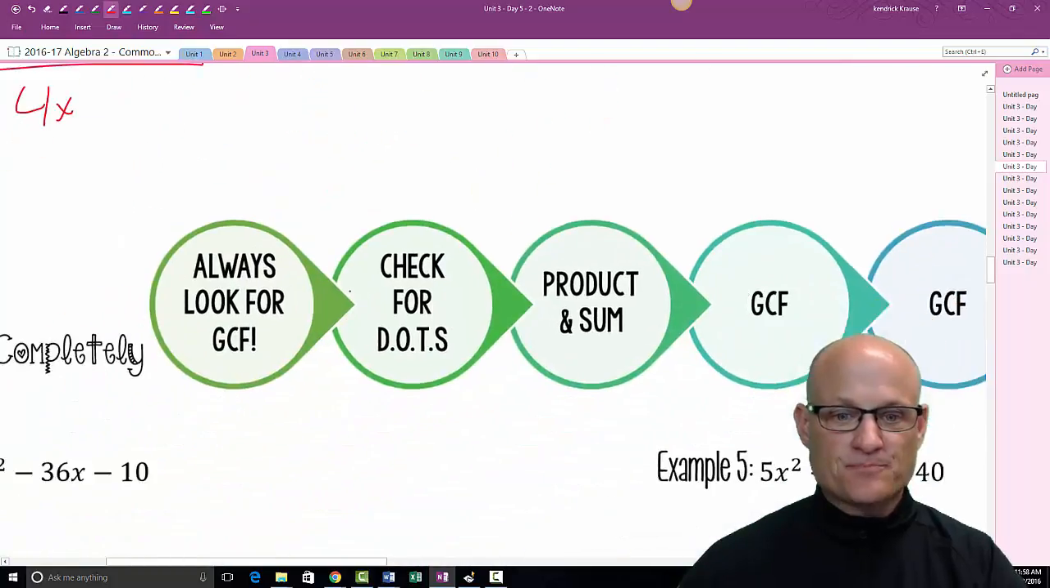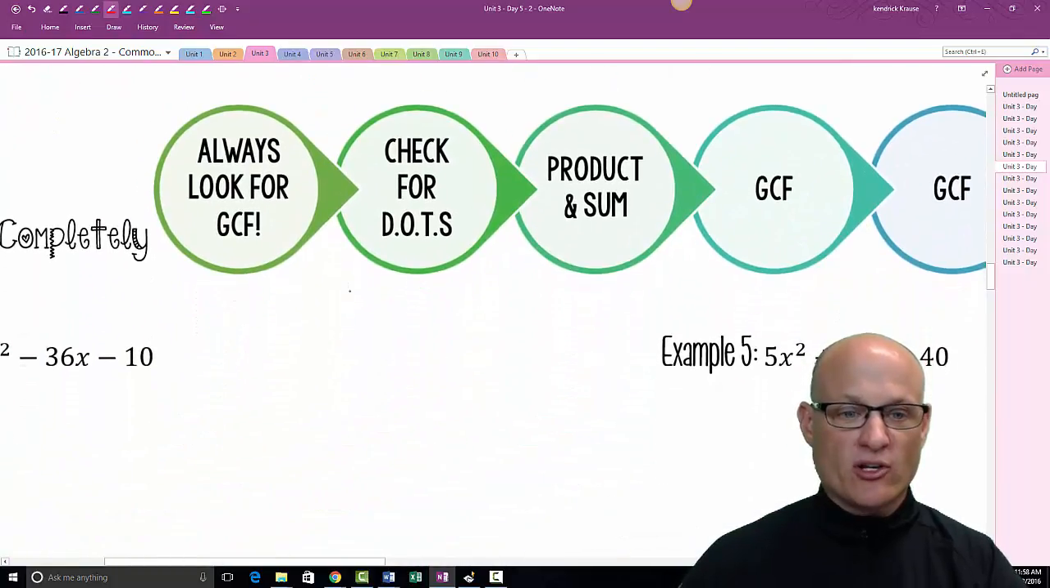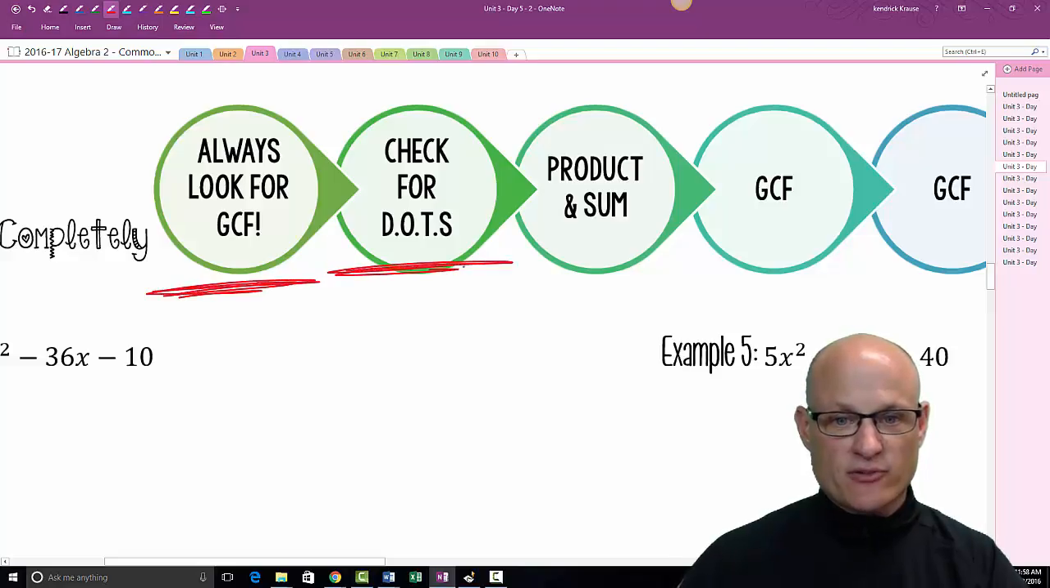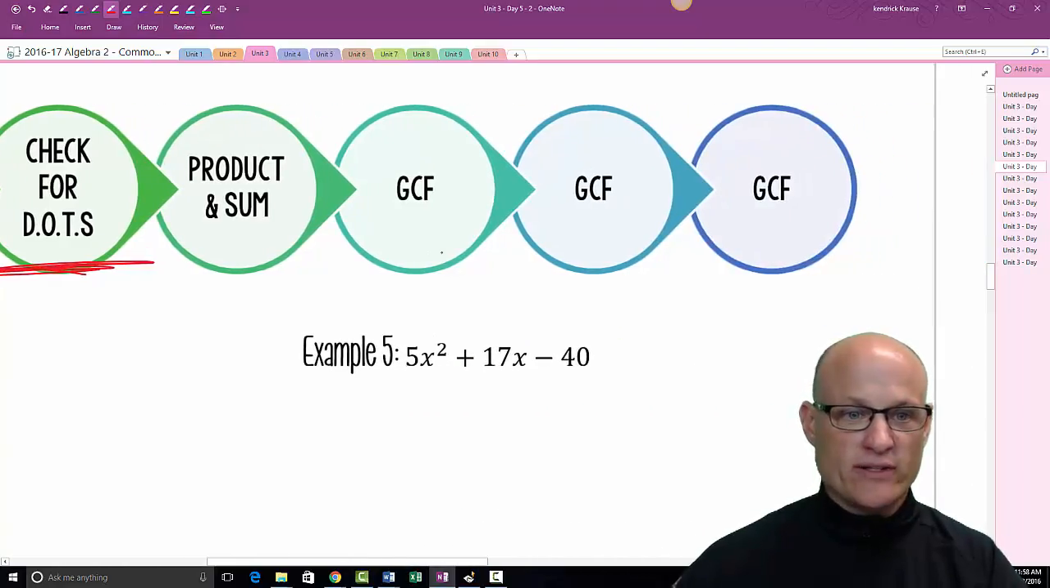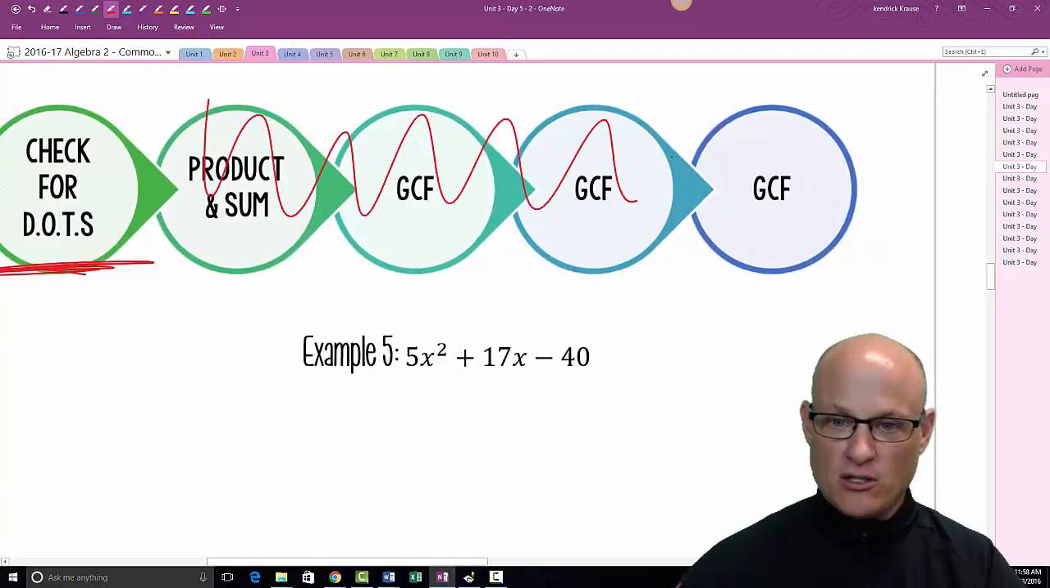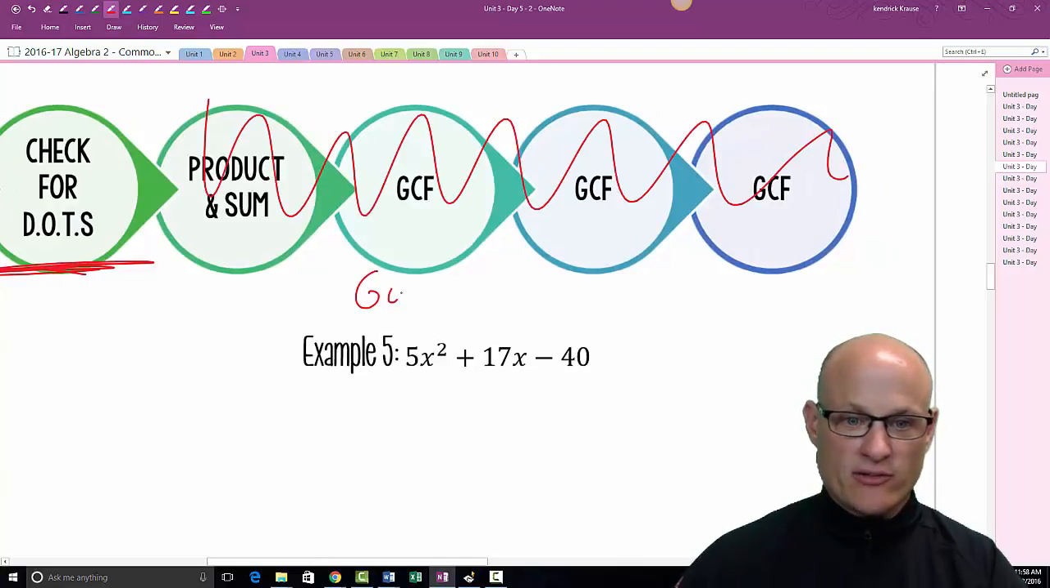All right, so in my thing, you're always going to look for a GCF. Always, always, always look for a GCF. Check for difference of perfect squares. We're just going to skip all of these and we're just going to do guess and check.